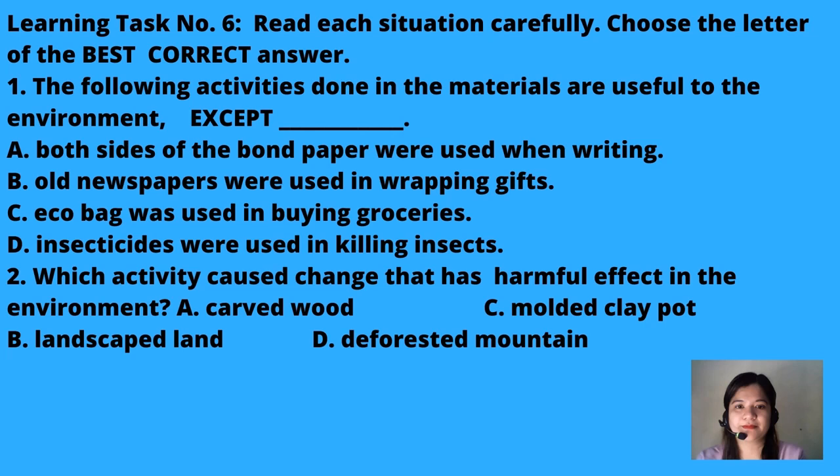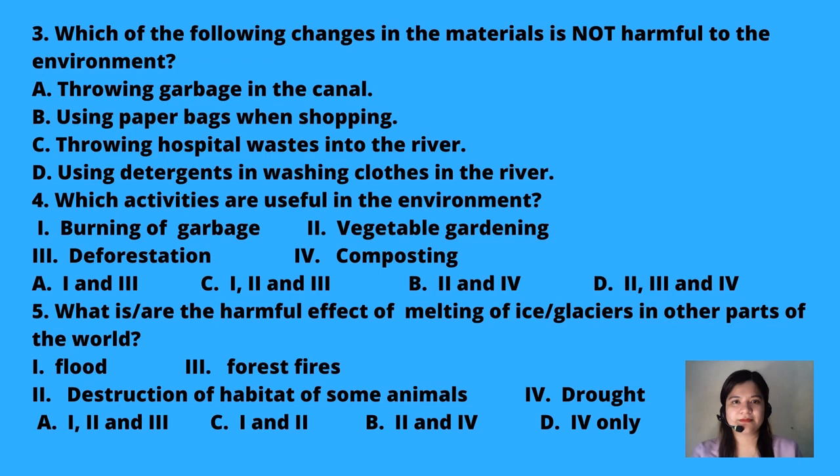Number 2, which activity caused changes that are harmful to the environment? Letter A, carved wood. Letter B, landscaped land. Letter C, molded clay path. And letter D, deforested mountain. Number 3, which of the following changes in the materials is not harmful to the environment? Letter A, throwing garbage in the canal. Letter B, using paper bags when shopping. Letter C, throwing hospital waste in the river. Letter D, using detergents in washing clothes in the river.